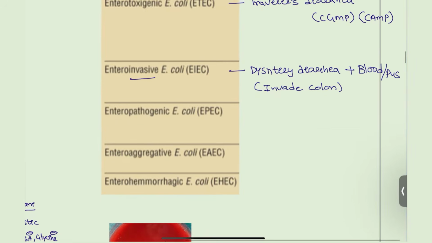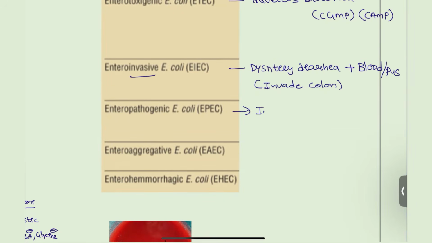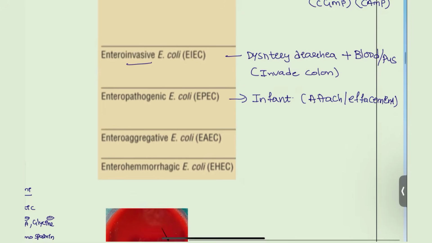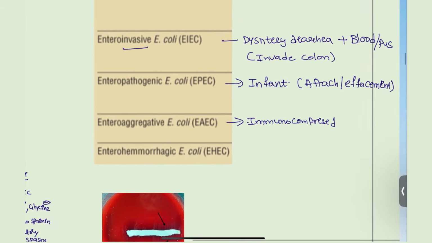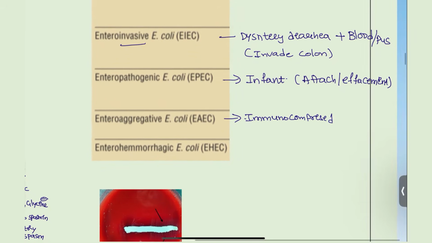Next, enteropathogenic. This is commonly seen in infantile diarrhea. And what we are going to see is attachment and effacement in the intestinal mucosa, and no toxin is present here. Next, enteroaggregative. Enteroaggregative is commonly seen with the immunocompromised. Immunocompromised, when we say the patients, those who are suffering from HIV or AIDS, these are the patients that we are going to see. Aggregative adherence is going to be seen in these patients.